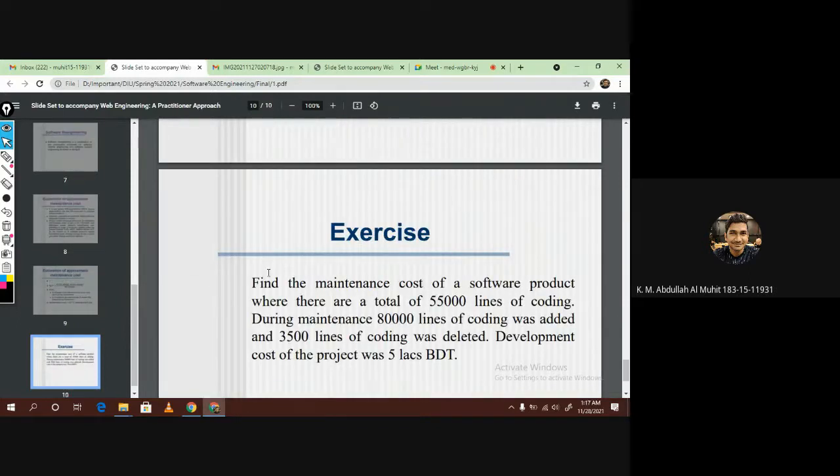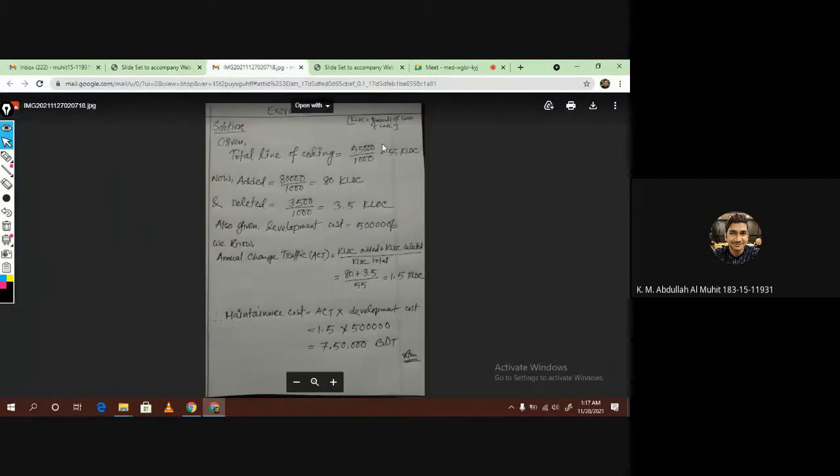If we look at the exercise here, let's read it first. Find the maintenance cost of a software product where there is a total of 55,000 lines of code. During maintenance, 80,000 lines of code were added and 3,500 lines of code were deleted. The development cost of the project is also given here, which is 5 lakh BDT. Now, if we try to solve this problem, here is the solution of it.